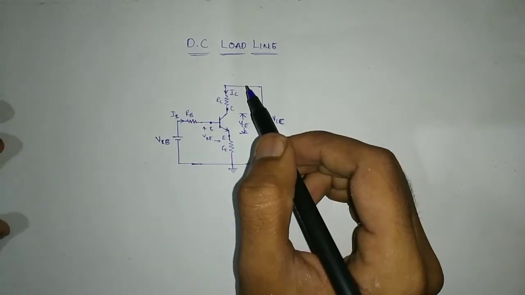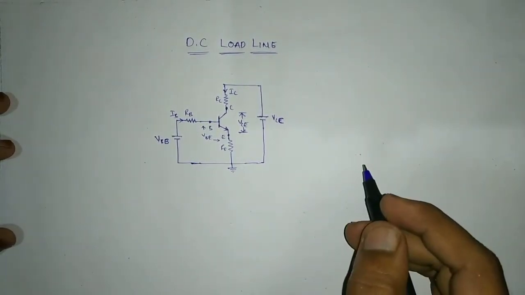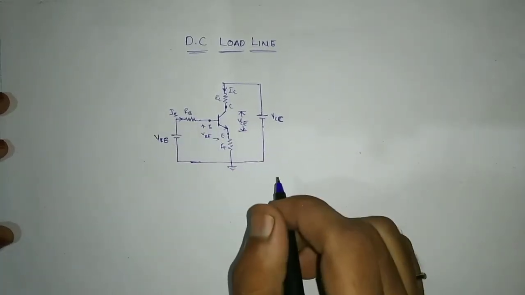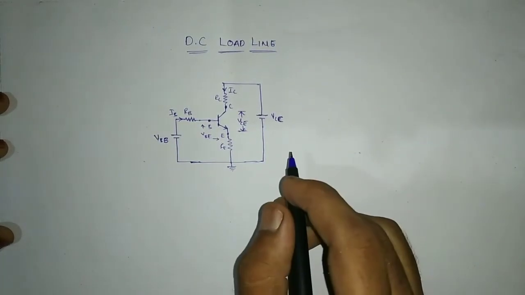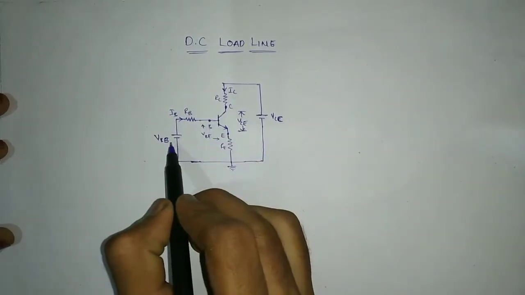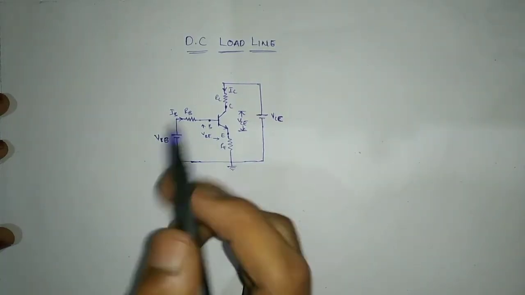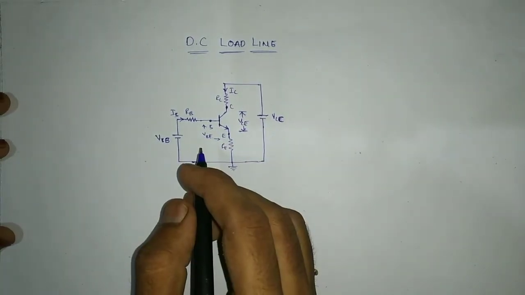DC load line. We know about load line. A load line is a line drawn on the output characteristics of a transistor. What is a DC load line? A DC load line is also a line drawn on the output characteristics of a transistor. But the specialty of the DC load line is that when we apply the input in DC form, that line is called a DC load line.